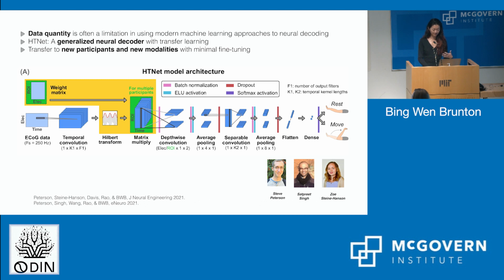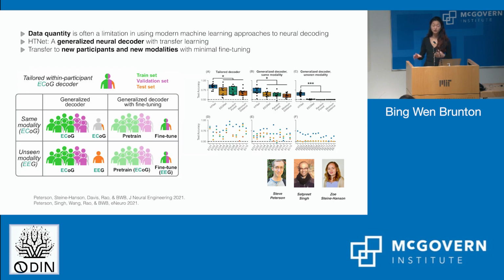So then my postdoc, Steve Peterson, developed a decoder that is based on the EEGNet architecture. We added a couple of little bits and pieces to it so that we can make it a generalized decoder that's able to generalize to new participants sight unseen. We trained it on 11 people, and then tested on the 12th person, pretending we've never seen them before. It works pretty well.